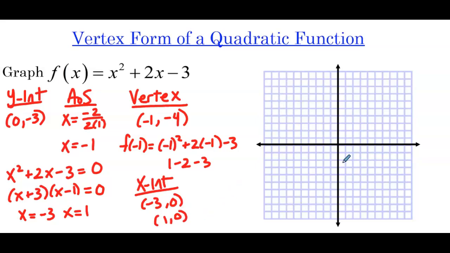Okay, so plotting all of our points: (0, -3), (-1, -4). By symmetry then, (-2, -3) is also on the graph. Then the x-intercepts at (-3, 0) and (1, 0). So we can connect our points to create our parabolic curve. So there's the graph of f of x.